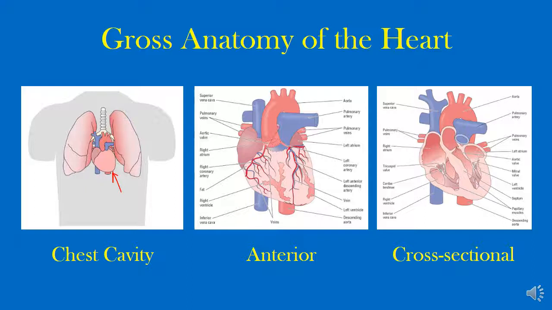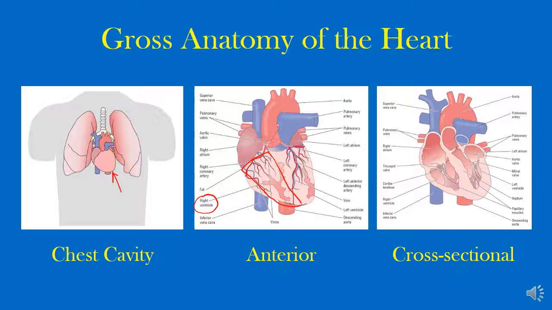The middle image shows an anterior view of the heart. As you can see here, the right ventricle takes up the majority of this anterior view. The image on the right shows a cross-sectional view of the heart.